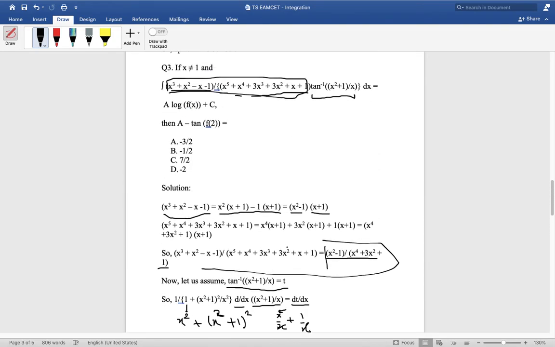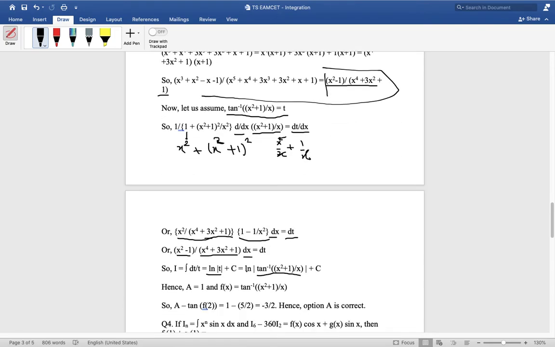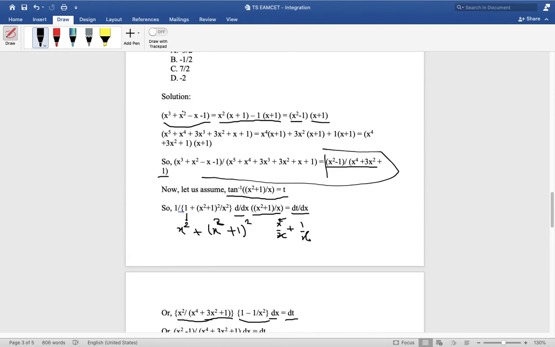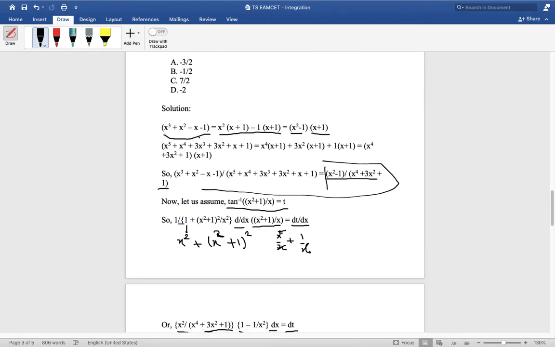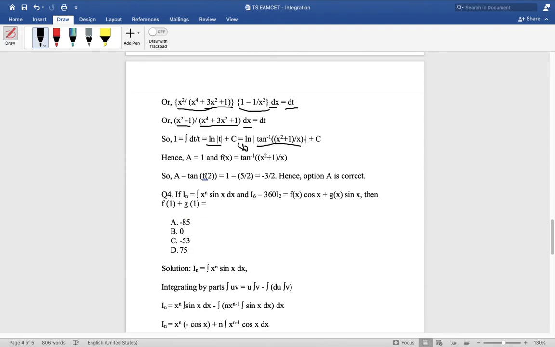Now let us compare that to what was given to us. He says this is equal to a times log of f(x). So what is a? It's 1 here, right? I can just say this is 1 multiplied with this. 1 into anything is anything. So a is equal to 1 and log of f(x). This is log of this. So f(x) is what? f(x) equals tangent inverse of x square plus 1 by x.